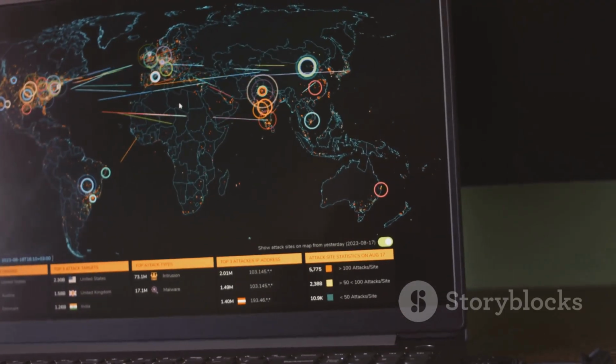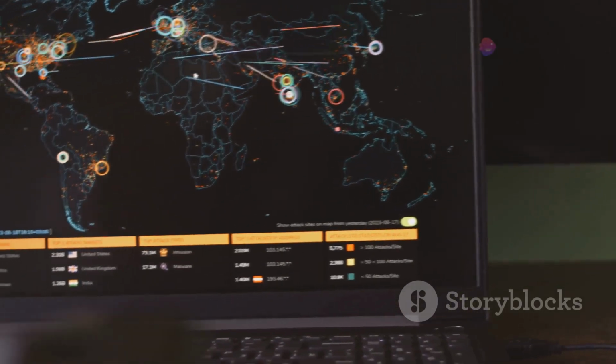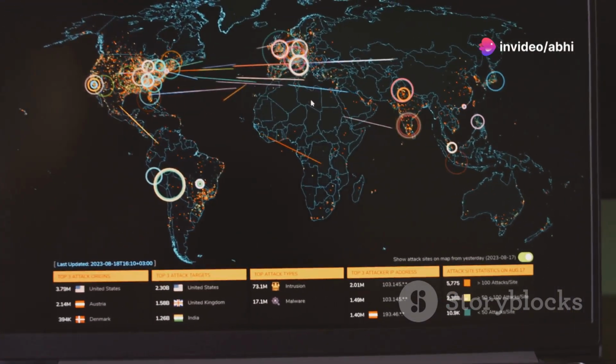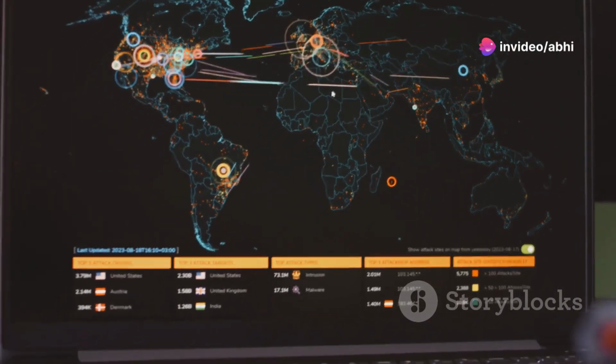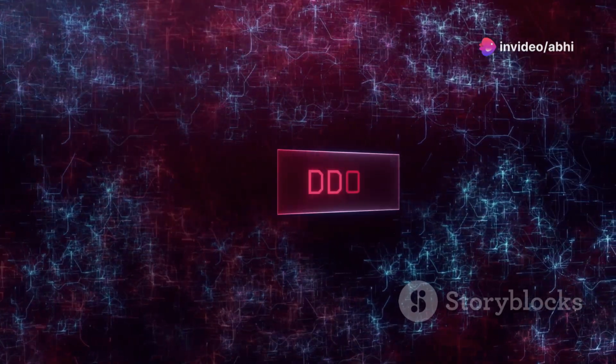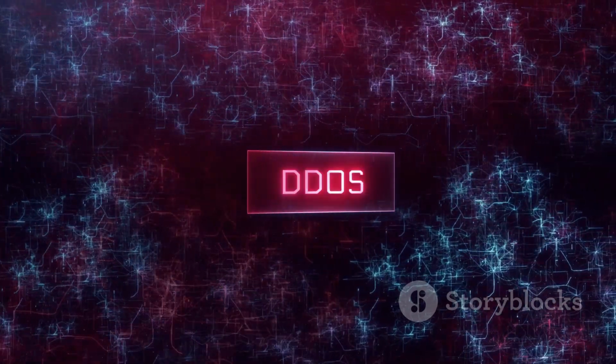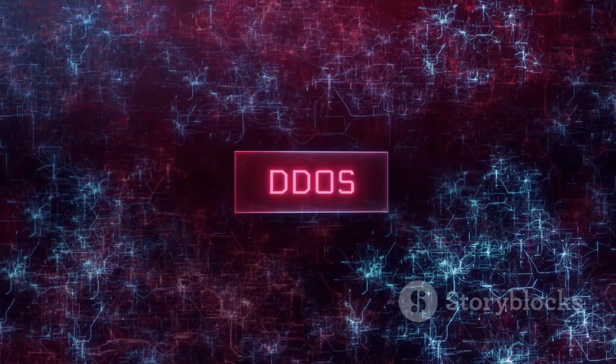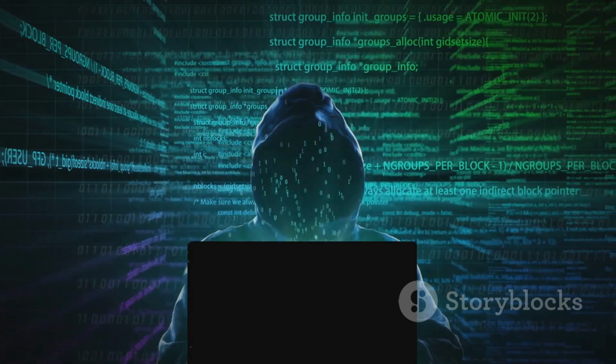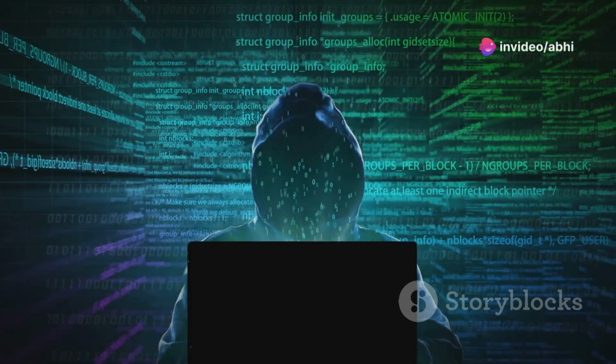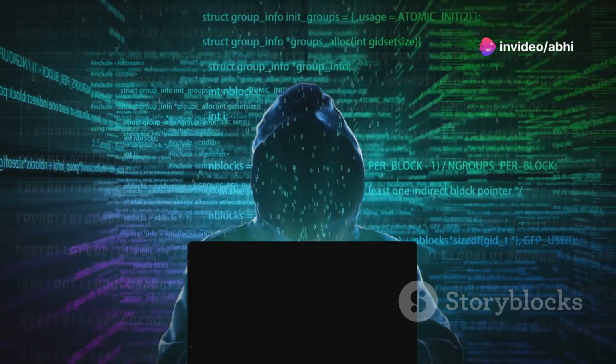The network layer is susceptible to various attacks, including denial of service or DOS attacks, IP spoofing, and routing protocol attacks. DOS attacks aim to overwhelm a network or device with traffic, making it unavailable to legitimate users. IP spoofing involves an attacker forging the source IP address of packets to impersonate a trusted device.